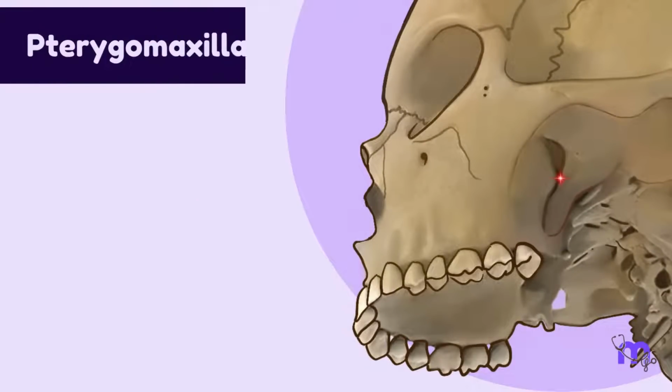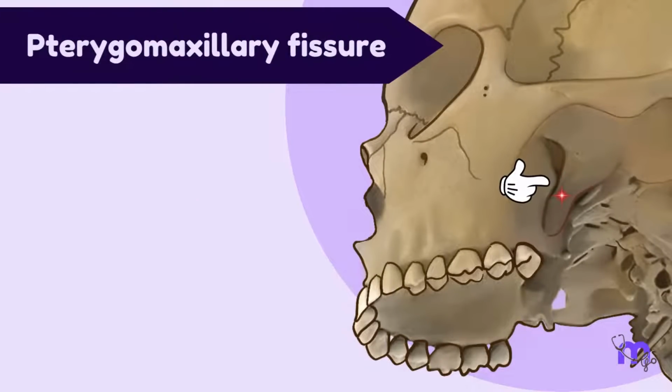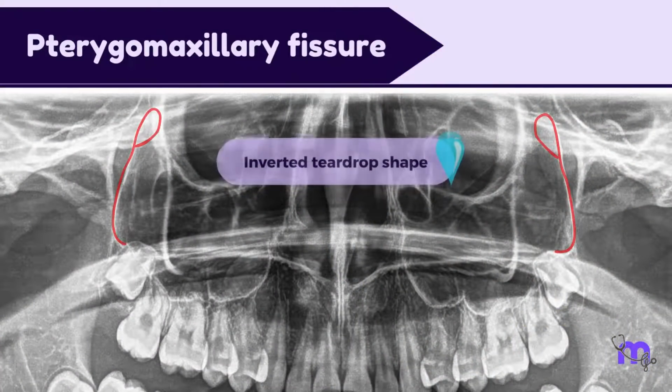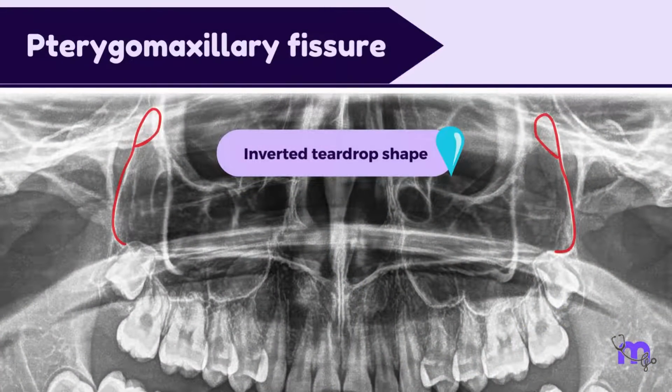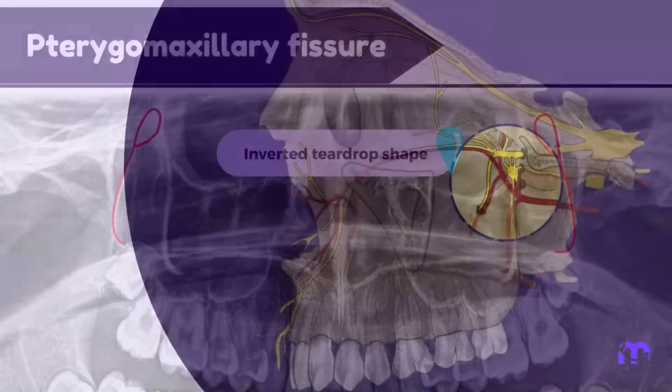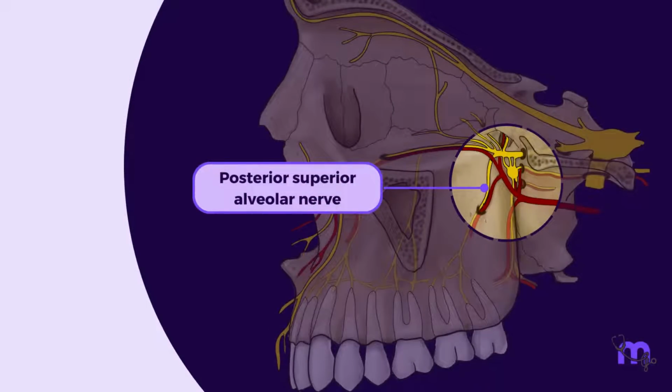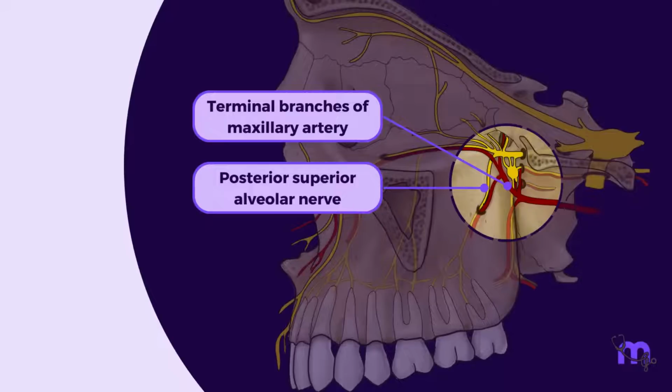The pterygomaxillary fissure is a space between the posterior surface of the maxilla and the anterior border of the pterygoid plates. It appears as an inverted teardrop-shaped radiolucency on a panoramic image. The posterior superior alveolar nerve and the terminal branches of the maxillary artery pass through this fissure.